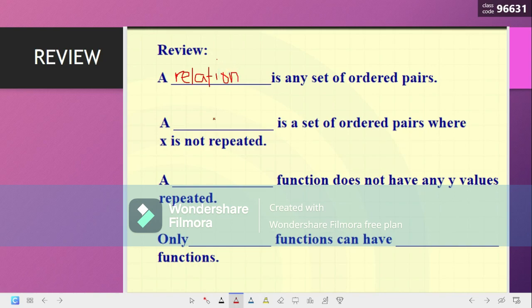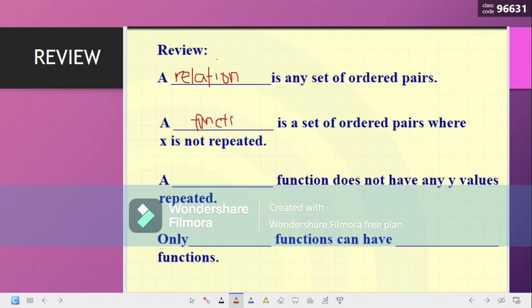Next, a blank is a set of ordered pairs where x is not repeated. Meaning to say, x represents the domain. Meaning, no values in the domain are repeated. What do you call that one? Again, a blank is a set of ordered pairs where x is not repeated. You're right. The answer is function.